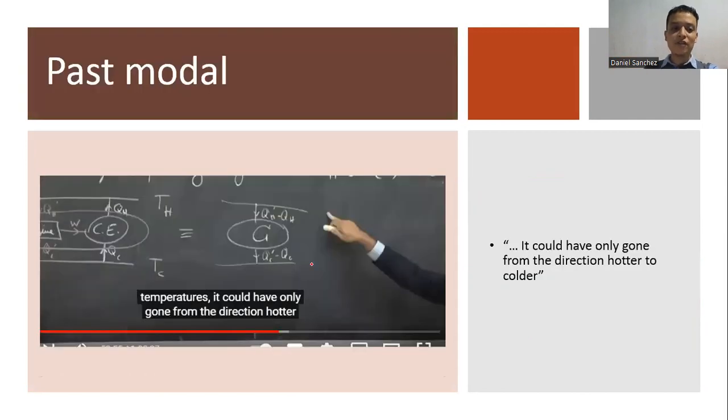Okay, I'm going to talk about grammar points that I watched and listened to in the video. The first one is the past modal. The professor said this expression: can heat only go from the direction hotter to colder? He used an adverb here, which is interesting. He talked very sophisticated.